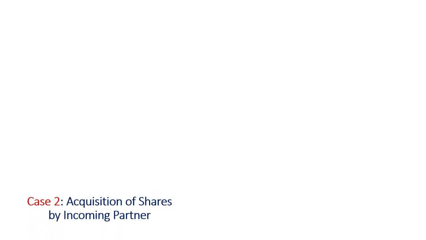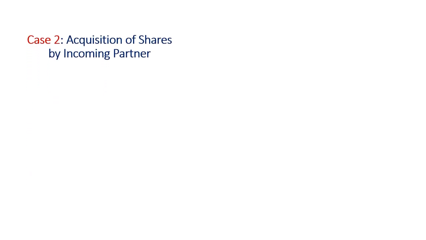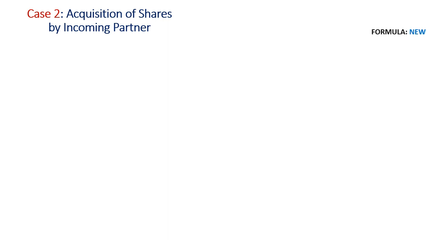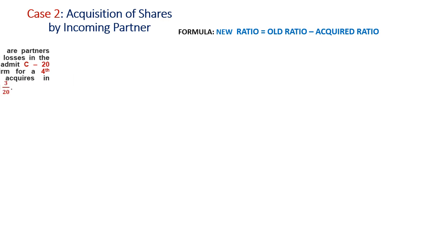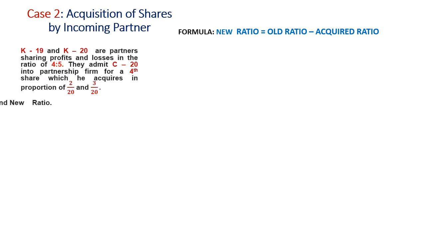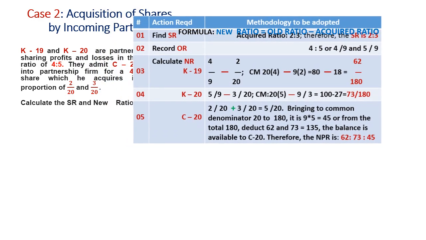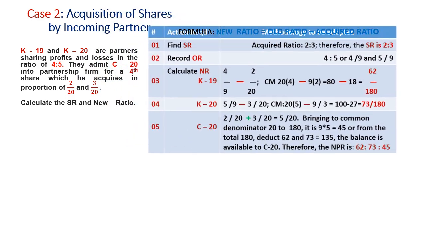Let me consider case 2 where the shares are acquired by the incoming partner. Now the formula is the new profit sharing ratio is equal to old ratio minus acquired ratio. Very important is the acquired ratio. Assume K19 and K20 are partners, profit sharing 4 is to 5. They admit C20 for a fourth share, which he acquires in the proportion of 2/20 and 3/20. Very important. Now the table is there.